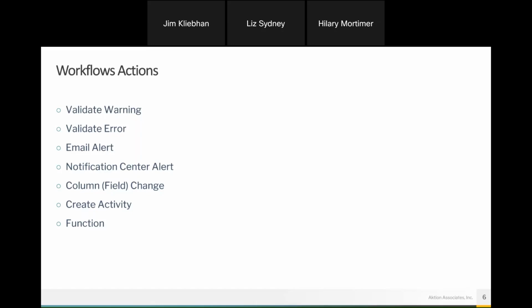The validate error is basically a warning, but it doesn't allow you to move on in the application. So you receive this error pop-up saying that this field requires information, meaning that it requires you to fill out this information before you can save the record. So there's two different ways of validating information in the application, and there's different levels, one being the warning versus the error.